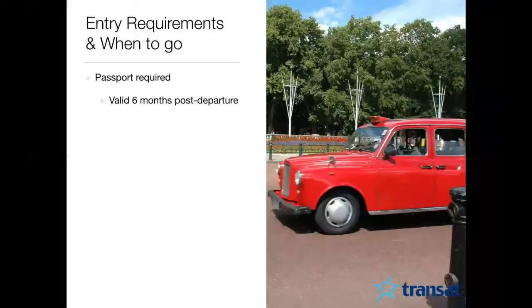Canadian citizens require passports valid 6 months post-departure to enter the United Kingdom, and do not require a visa for stays up to 6 months. Other nationalities do require a tourist visa, and more information can be found on your respective country's government travel website.